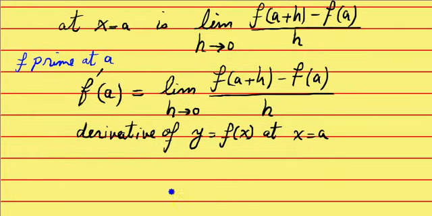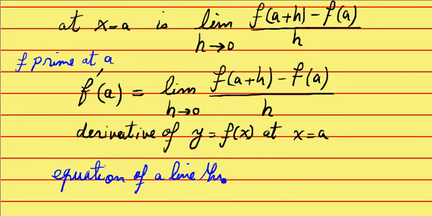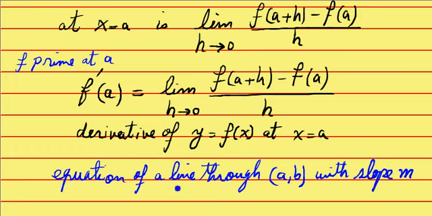Then the next idea: if you want to write the equation of a line through points, say a and b, with slope m, that's from college algebra. You remember how to write the equation of a line. So y minus the y of a given point is equal to slope times x minus the x of a given point. The question here is, how about the equation of the tangent line?